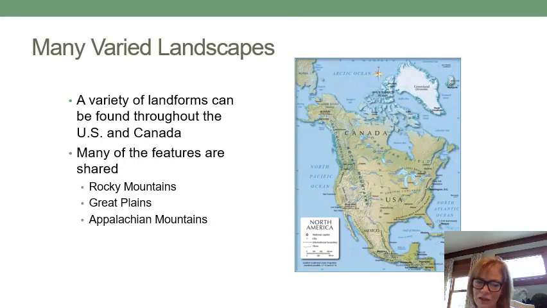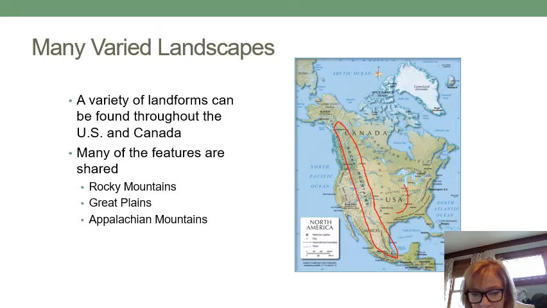Okay, we also have a lot of different landscapes. I'm going to try to draw on here. I'm not very good at this, but I'll give it a go. So if we look at the landforms, some of them we share between our two countries, right? So if you go here and you look at this region right here, the Rocky Mountains run all the way up here. And as a matter of fact, they kind of go down into this location too, right? So we share that. There's also out here kind of a flat area.